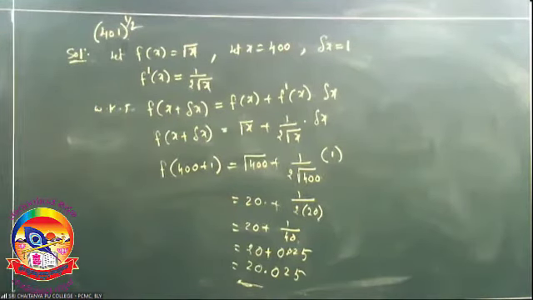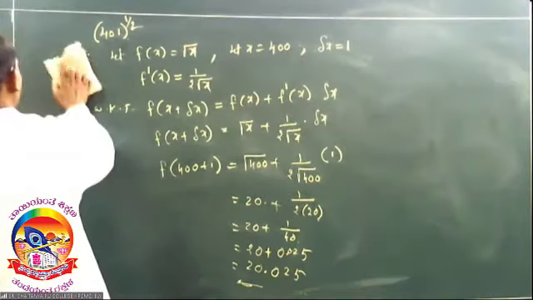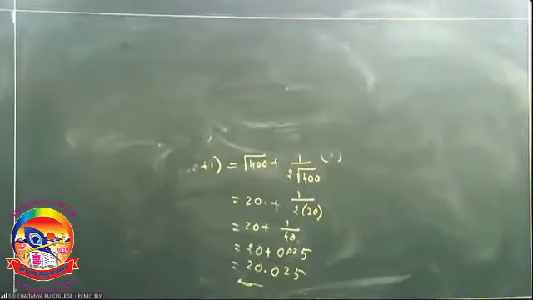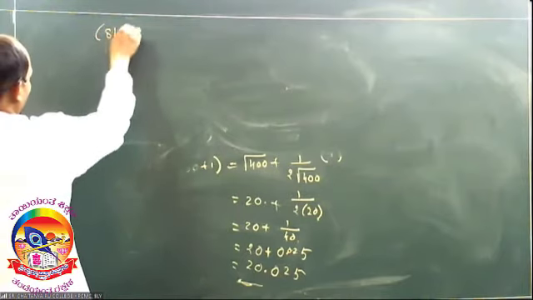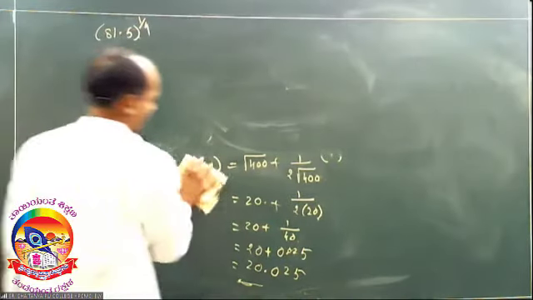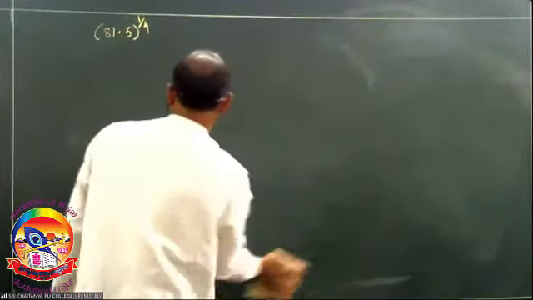Using differentials, or differentiation, find the approximate value of 81.5 whole power 1 by 4. That means the fourth root of 81.5.